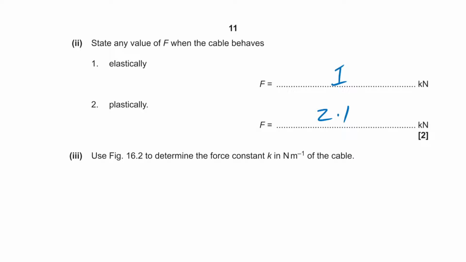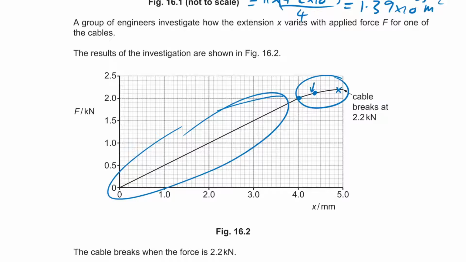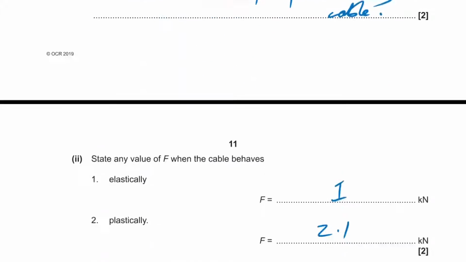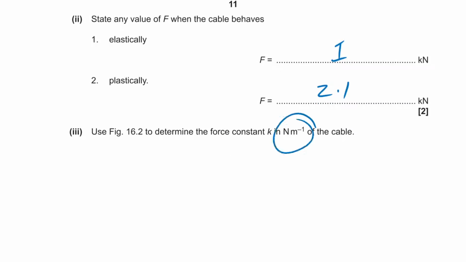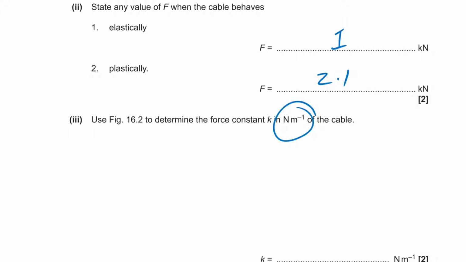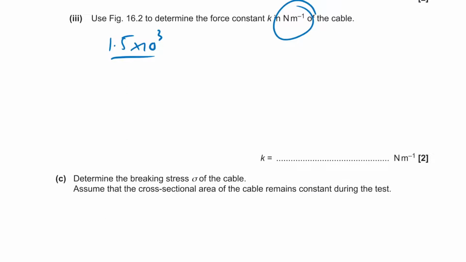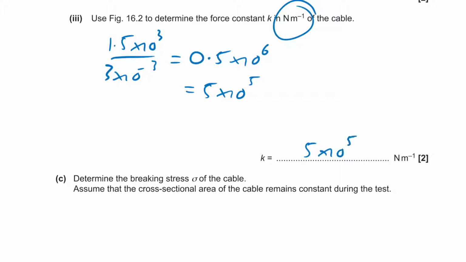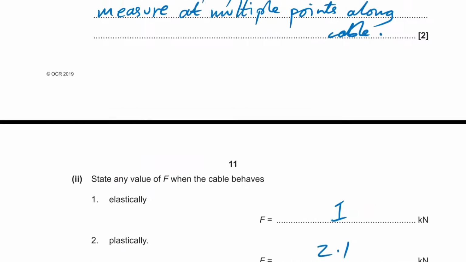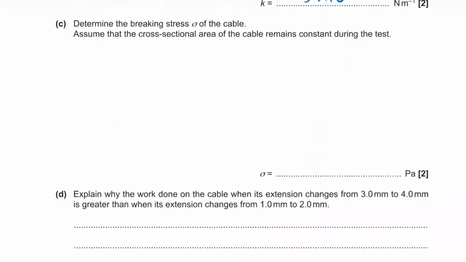Find the force constant K of the cable. So just take a nice point. Let's just take this point here. So we have 1.5 kilonewtons and 3 millimeters. And hey, they've given us the units, haven't they? So even if you can't remember the equation, it's all there. So 1.5 times 10 to the 3 divided by 3 times 10 to the minus 3. And that's going to give us, even without using a calculator, just 0.5 times 10 to the 6, or in other words, 5 times 10 to the 5 newtons per meter. Fine, probably should go to 2 sig figs there, seeing that the graph was to 2 sig figs.